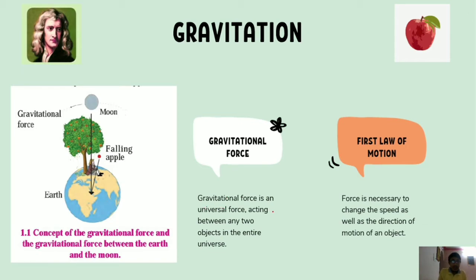So now what is gravitational force? It is a universal force. Gravitational force is a universal force acting between any two objects in the entire universe. So any two objects in the universe are going to exert some kind of force on each other, and that force is called gravitational force. We are going to study the universal law of gravitation in the upcoming lecture, and by studying that particular law we will get the exact idea of gravitation.